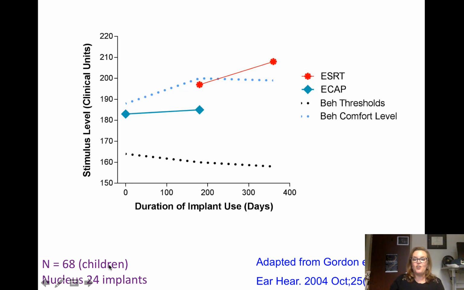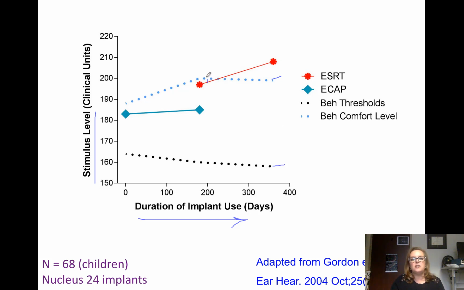So remember this figure from the last time. We're looking at, on the y-axis, stimulation level in clinical units. And then along the x-axis, we've got duration of implant use in days. Lower dashed line, behavioral thresholds. Upper blue dashed line, behavioral comfort levels, or C or M levels.